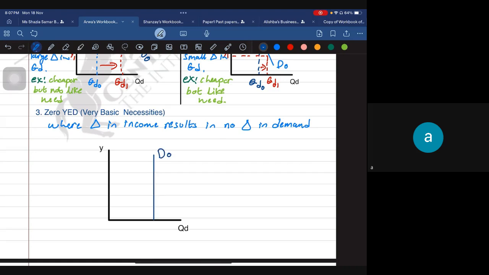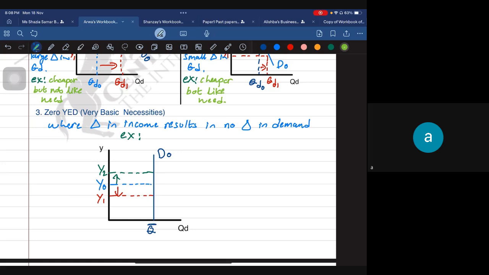Let's suppose this is going to be the demand, where the quantity is sticking. Income is going to keep changing, either decreasing or increasing, but the quantity demanded is not changing. It stays the same. Here we are going to talk about very basic necessities.